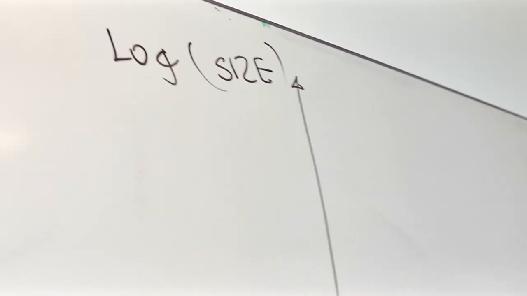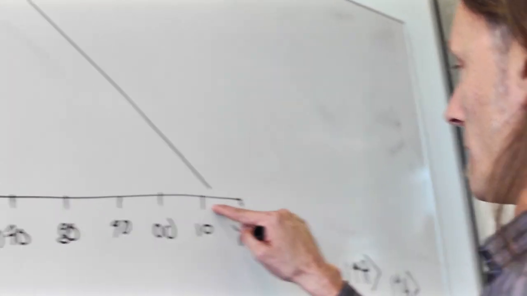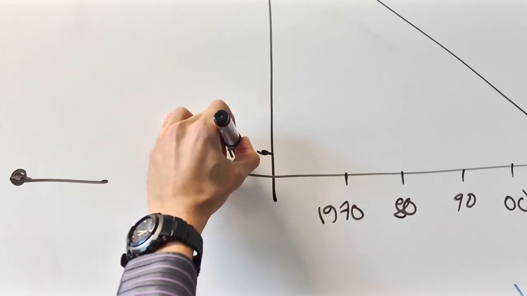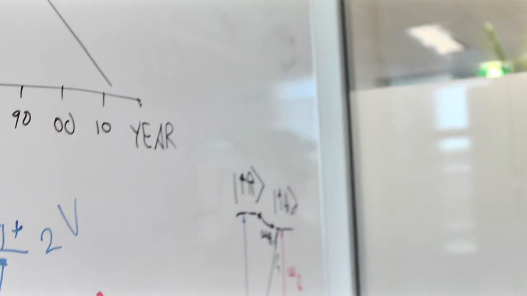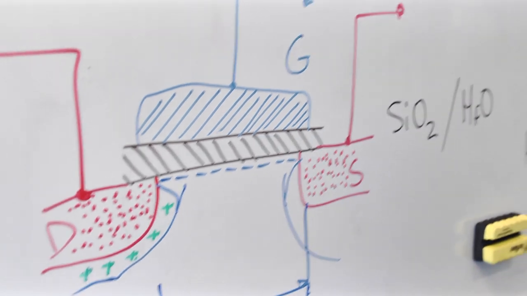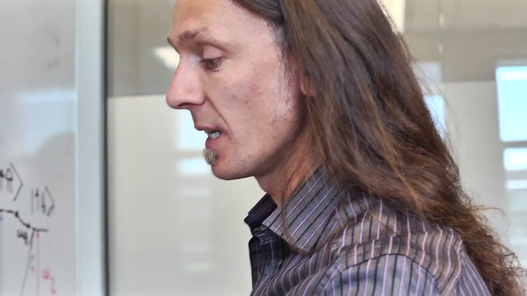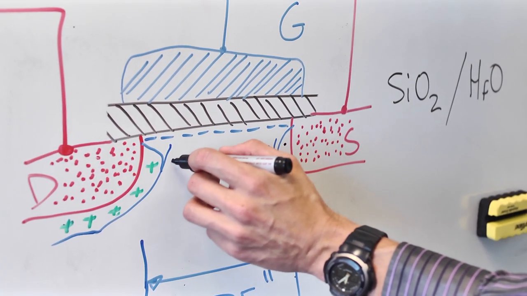Well, this would be actually log of size. So you will have a line that looks like this. And so we are now, 2013, at a 22 nanometer node, which means the distance between the source and the drain of this transistor is 22 nanometers. Now, the thing to realize is that 22 nanometers means there's about 50 silicon atoms between source and drain. So we are really reaching the atomic size, but not in some exotic laboratory device. In every device you have in your computer and your mobile phone.